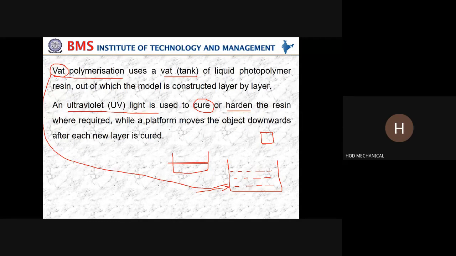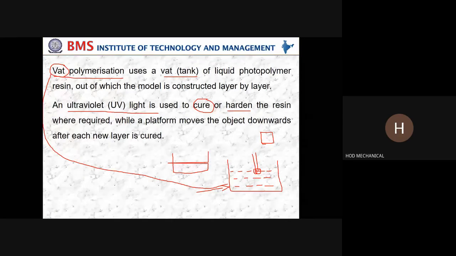Wherever the UV light falls, the resin present there becomes solid. If the UV light falls on this point, the resin present here is solidified. Like that, wherever you want the resin to be solidified, you pass the ultraviolet light. Now this is very important. Ultraviolet light is used to cure or harden the resin wherever required, while a platform moves the object downwards after each new layer is created.